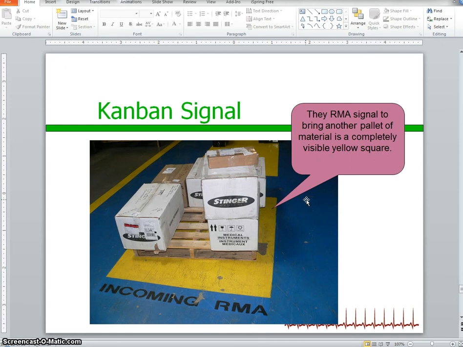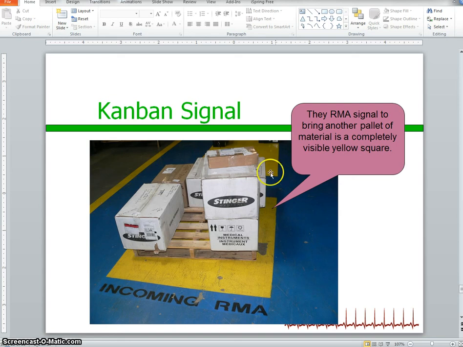Here's a Kanban signal. This is in a manufacturing plant. This is an incoming return material authorization area. Just 2 great big yellow squares. And what the people who work in the RMA area say is, bring me 2 loads of material that I need to process for receiving, and don't bring me any more material. So it doesn't make me work any faster if you pile up pallets all around me. All it's really going to do is make me work slower because I'm tripping over it and I can't get to what I need to get to.